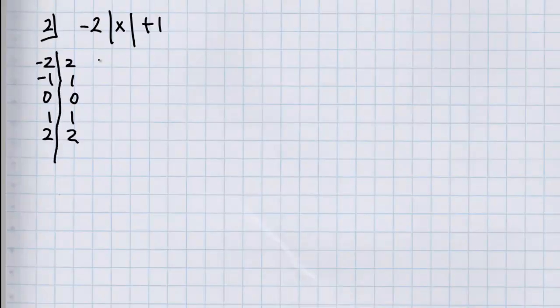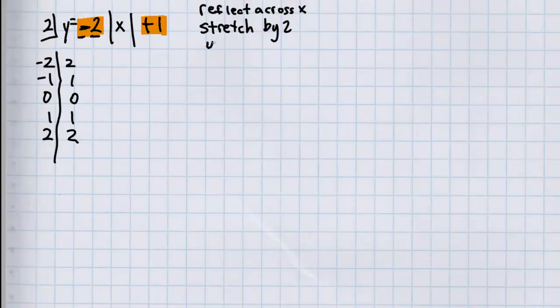Let's look at graph 2. In graph 2, we have negative 2 times the absolute value of x plus 1. Let's write down the original numbers. What are the transformations? The vertical transformations, or the y transformations, will be reflecting across the x-axis because of the negative sign. This is a stretch by 2, and we're moving up 1. So these are all the vertical transformations. There are no horizontal transformations. So that means the x value stays the same.